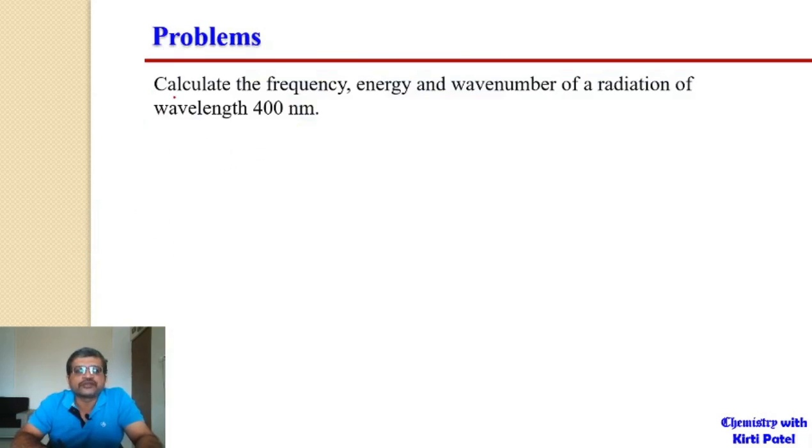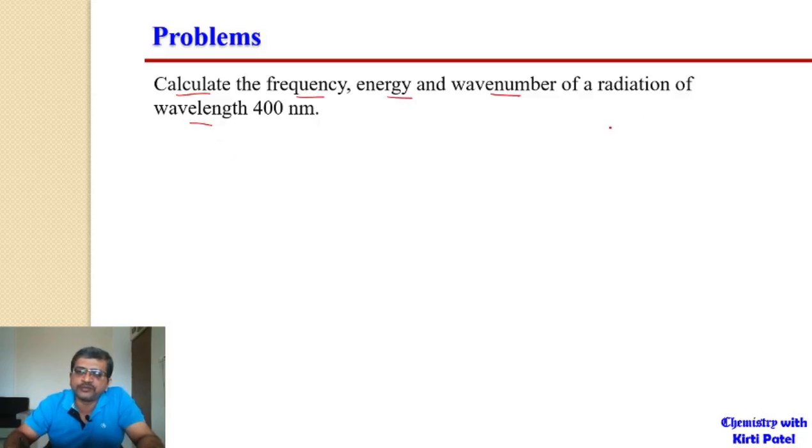So let us first solve some simple problems. Calculate frequency, energy and wave number of a radiation of wavelength 400 nanometers. ये मैं आपको आई विल नॉट बी सॉल्विंग इट कंप्लीटली, लेकिन इसके आंसर्स आपको असाइनमेंट के थ्रू सबमिट करने हैं. मैं आपको बताता हूं कि किस तरह से इसको हमें सॉल्व करना है. यहाँ पे हमारे पास क्या है, वेवलेंथ हमें दिया है.